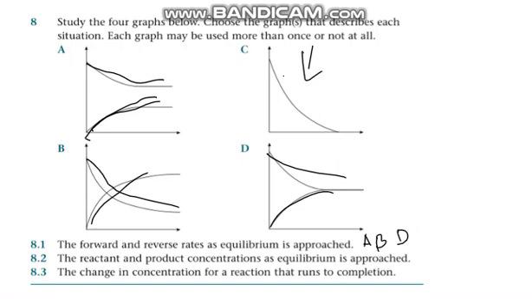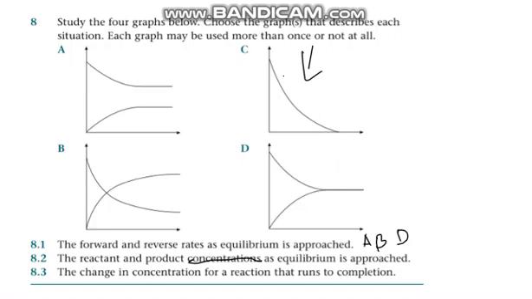It's 8.2. The reactant and the product concentration as equilibrium is approached. The reactant and product concentrations as equilibrium is approached. Let's see. I think, looking at the concentration, let me just erase this quickly.